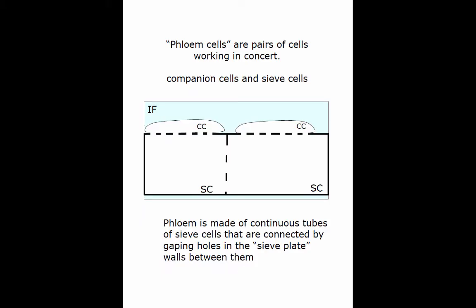Phloem cells are really pairs of cells. They're companion cells and sieve cells. The companion cells have a nucleus and lots of mitochondria and do most of the real biochemistry, because amazingly, the sieve cell cytoplasm is the phloem sap that moves through the plant. These phloem sieve cells have what are called sieve plates, which are real large spaces in the cell wall to allow this phloem sap, or phloem cytoplasm, to travel freely through these continuous tubes of connected cells.